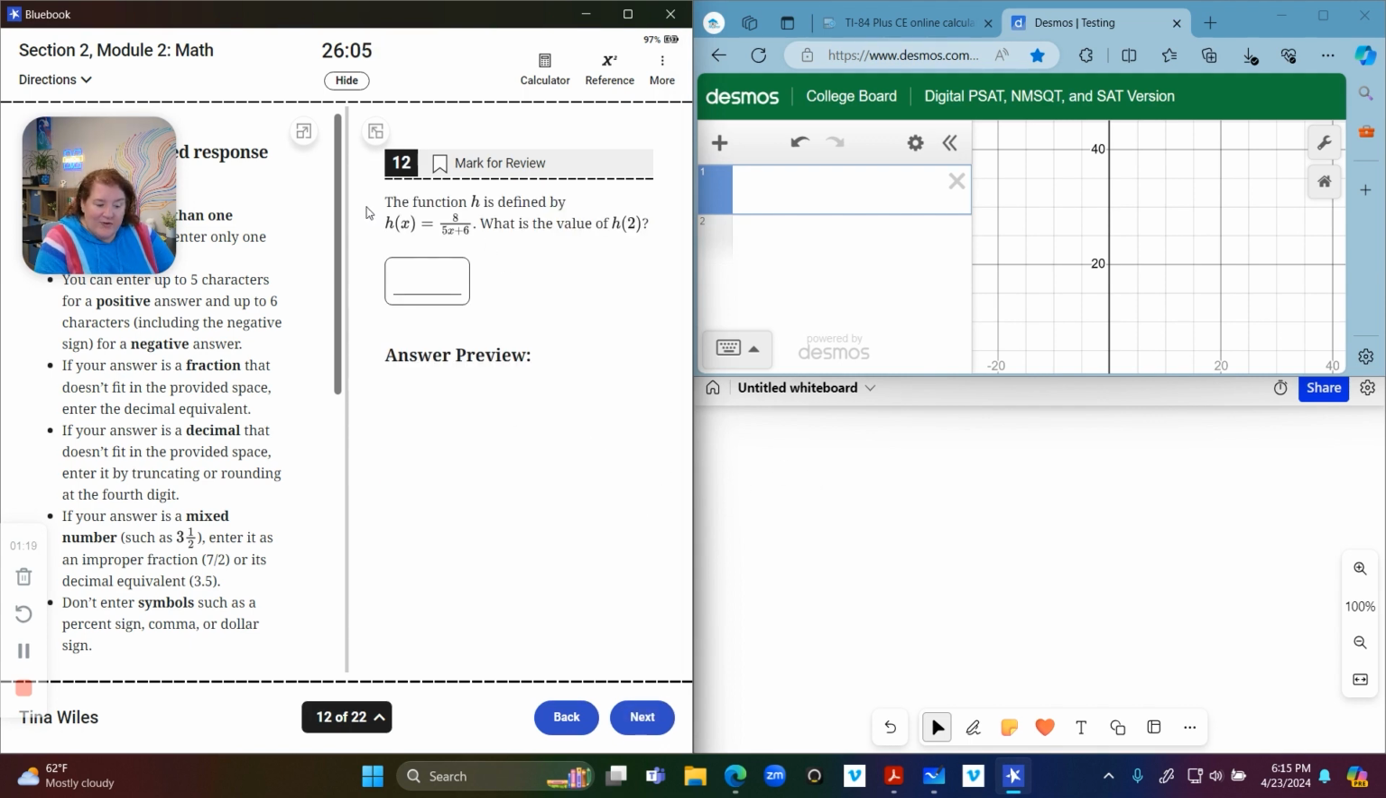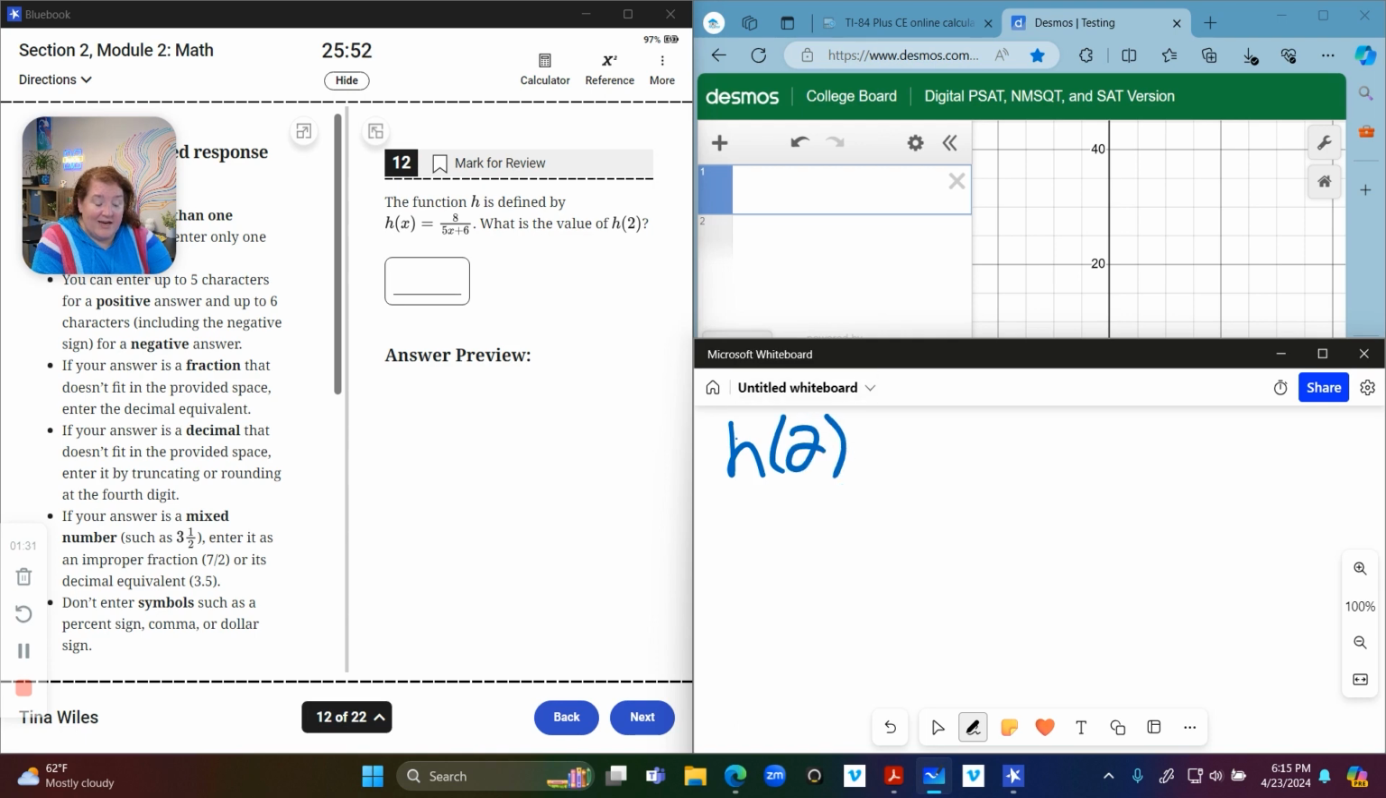Number 12, the function h is defined by, and they give us an equation. What is the value of h(2)? Again, in the last video, I mentioned when you have a function and a number in the parentheses, what that means is like saying x equals that number. So wherever I see x in the equation, I'm going to plug in what was in parentheses.